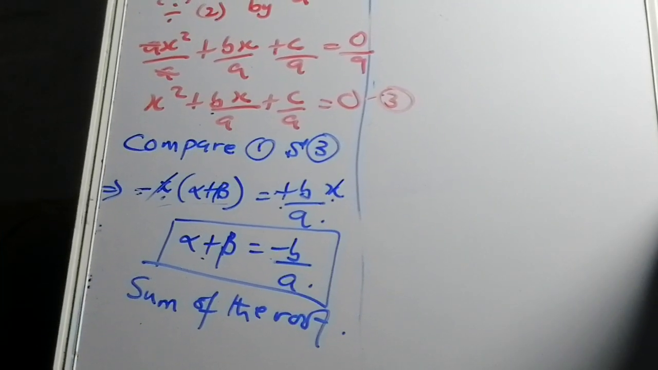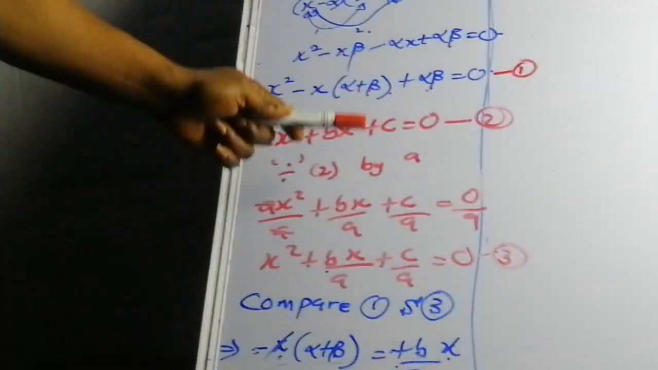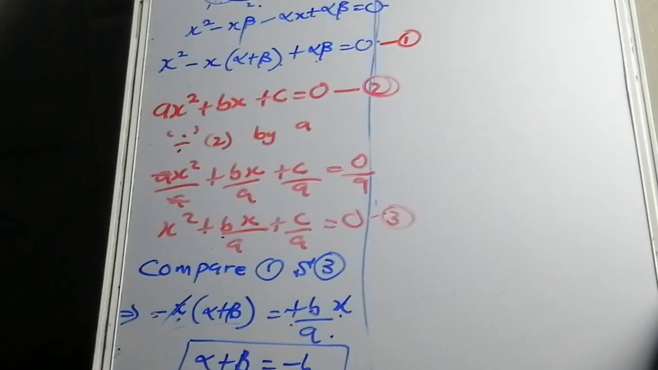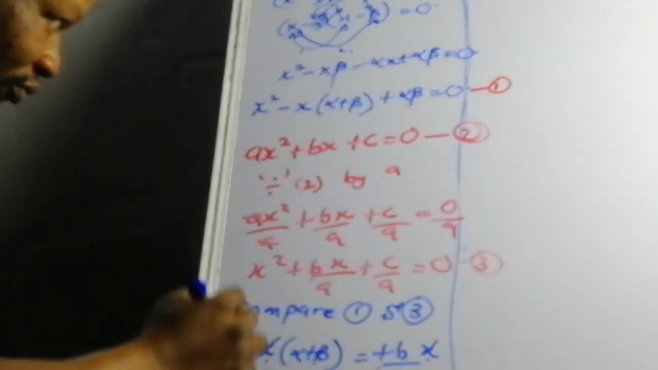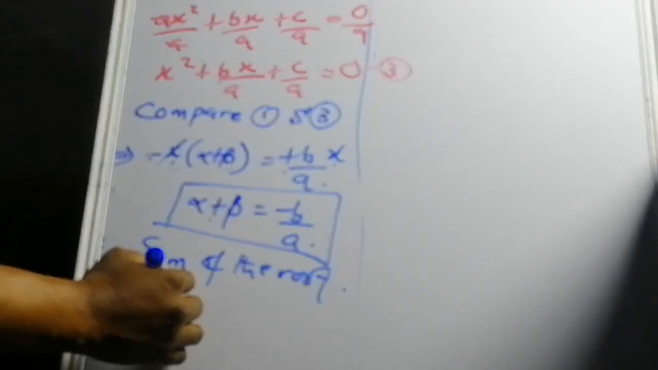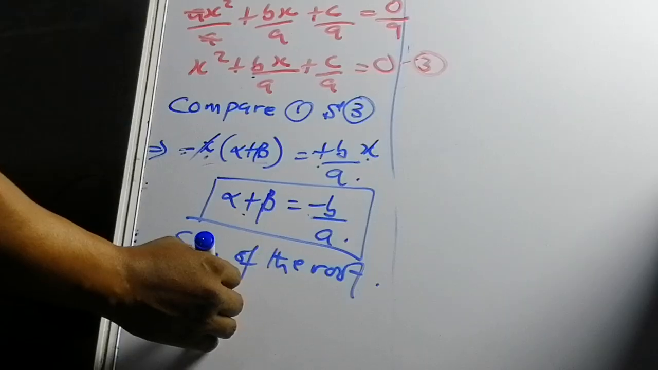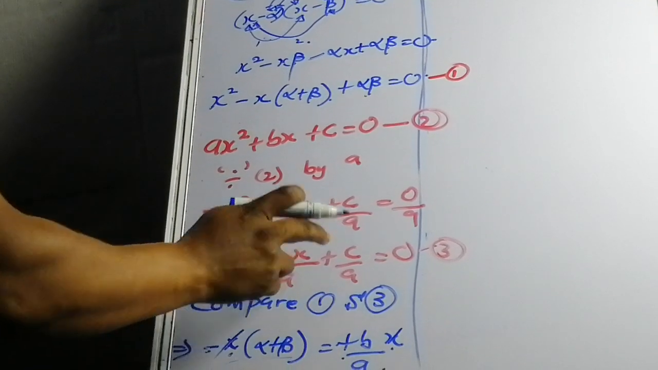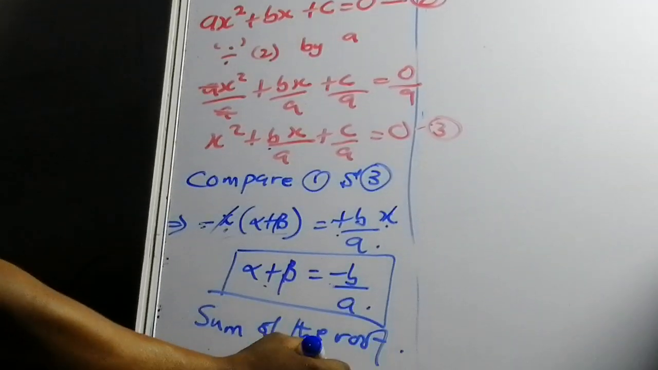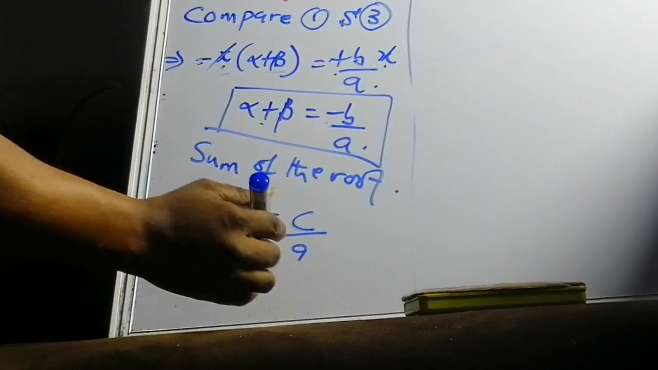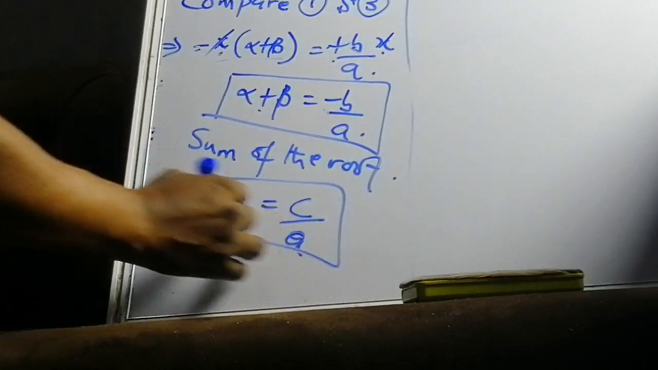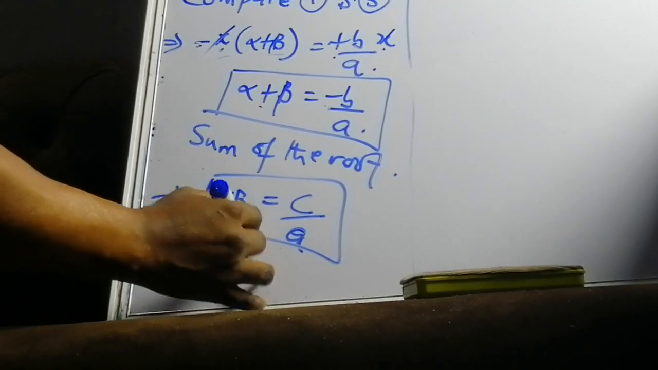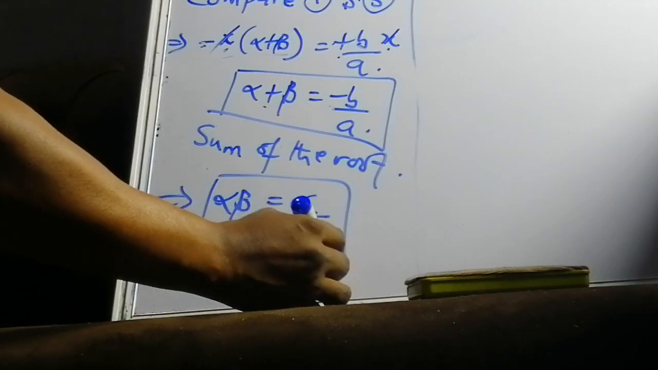Okay. Now look at the third one. We are comparing 1 and 3. So the third one means that for comparing, alpha beta equals what? C over A. So C over what? A. So this is what we call the product of the roots. It's as simple as that.